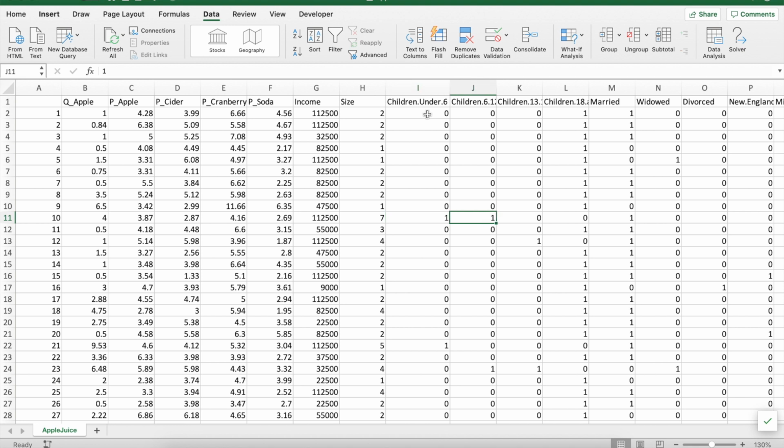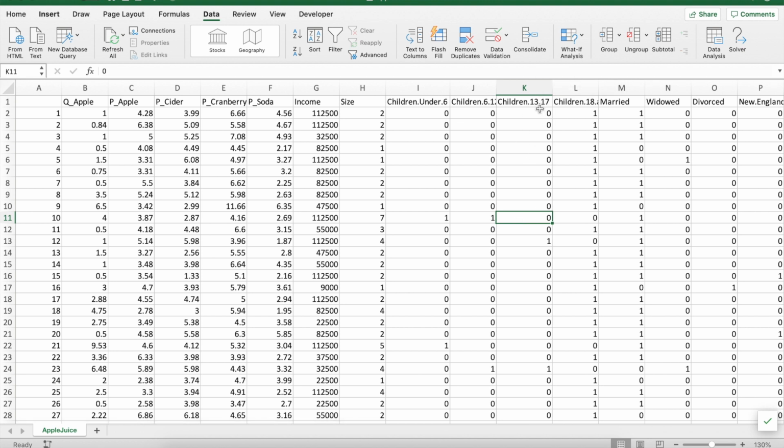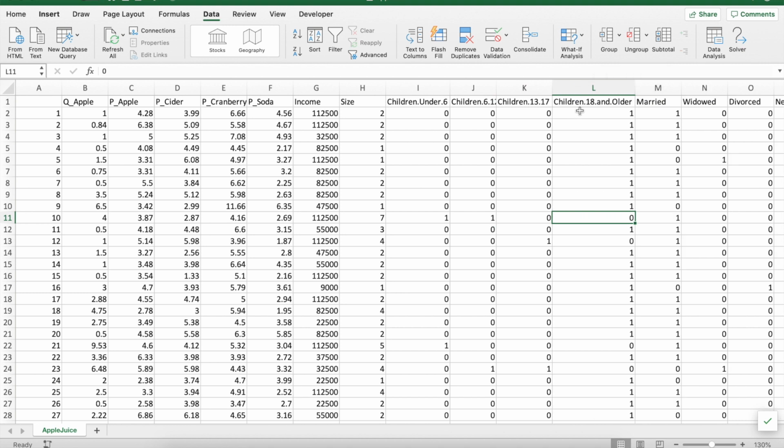The second one here is a dummy variable equal to 1 if the household has any children age 6 to 12. Third one is, does the household have any children age 13 to 17? And the final one is, do you have any children in the household who are 18 and older?